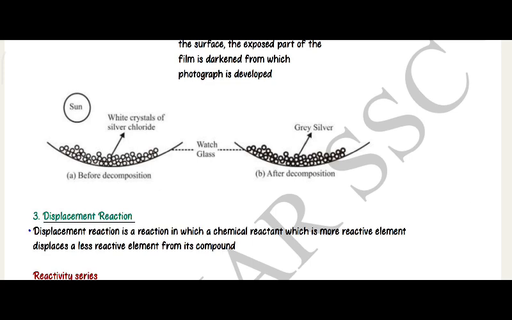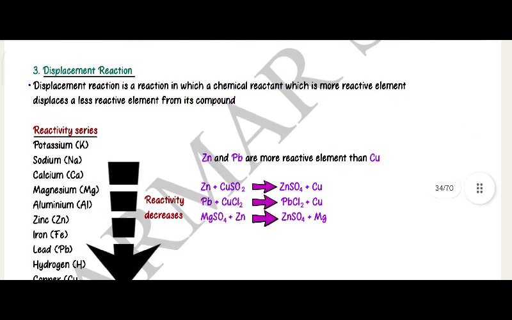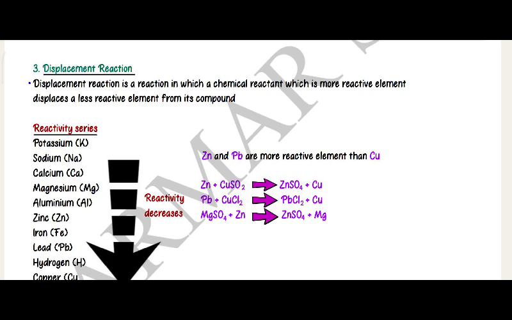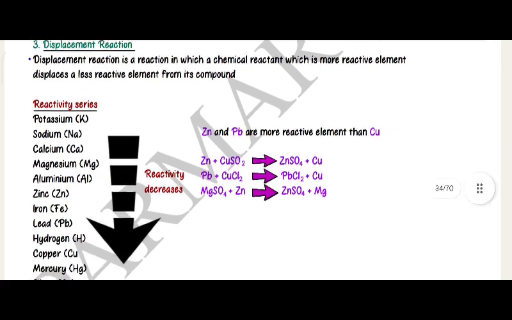Before decomposition, white crystals of silver chloride on a watch glass; after decomposition, gray color. Displacement reaction: a reaction in which a more reactive element displaces a less reactive element from its compound.